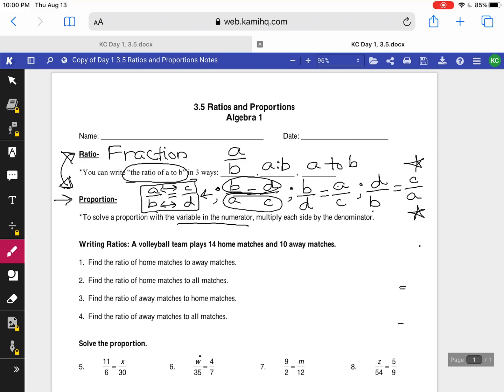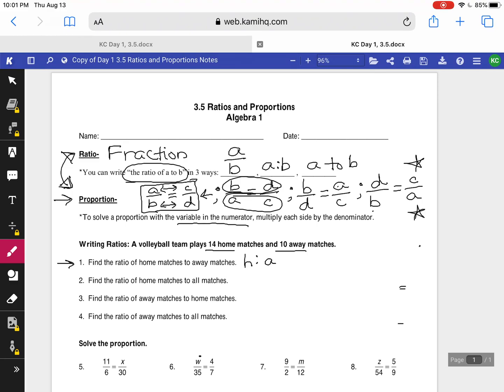All right, how do we write ratios? The way you write a ratio is very much dependent on how the words are written and what these sentences are telling us. So we have a volleyball team plays 14 home matches and 10 away matches. Now you're going to notice we have 14 home and 10 away. So number 1, find the ratio of home to away.